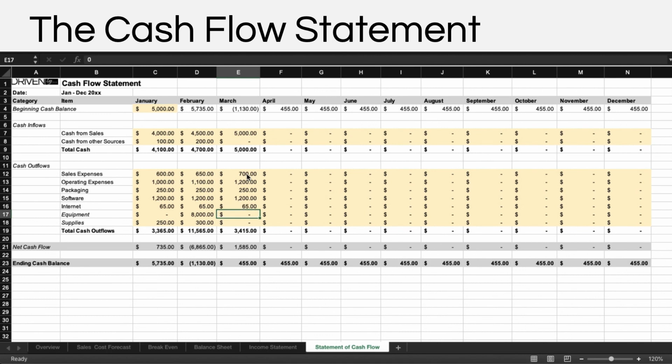Take a look at the ending cash balance at the bottom. If there are any months where you have a negative ending cash balance, it indicates that you will need to borrow money to cover your cash shortage.